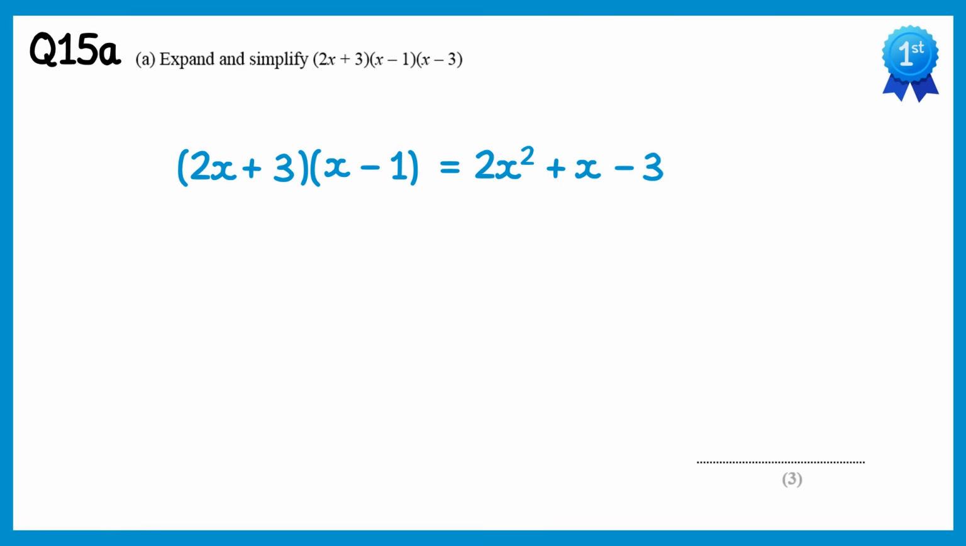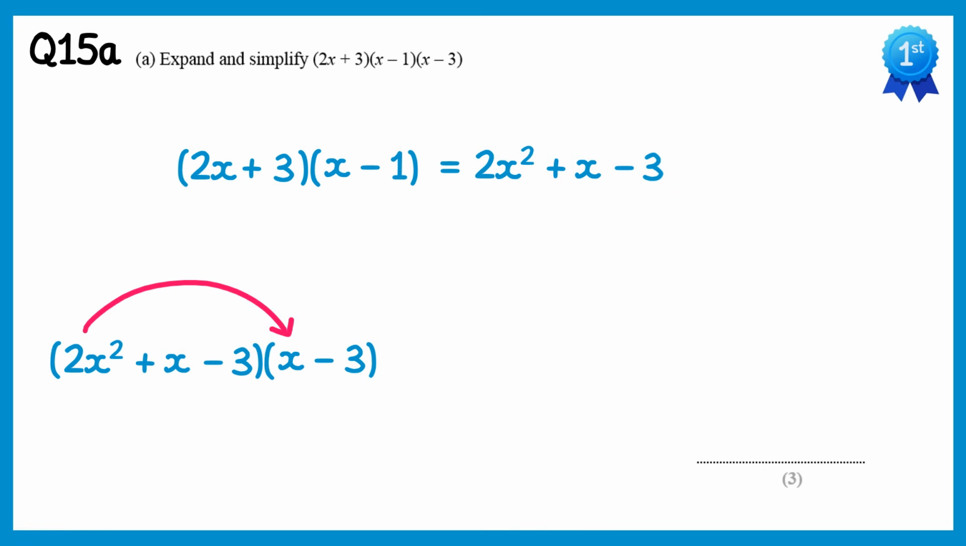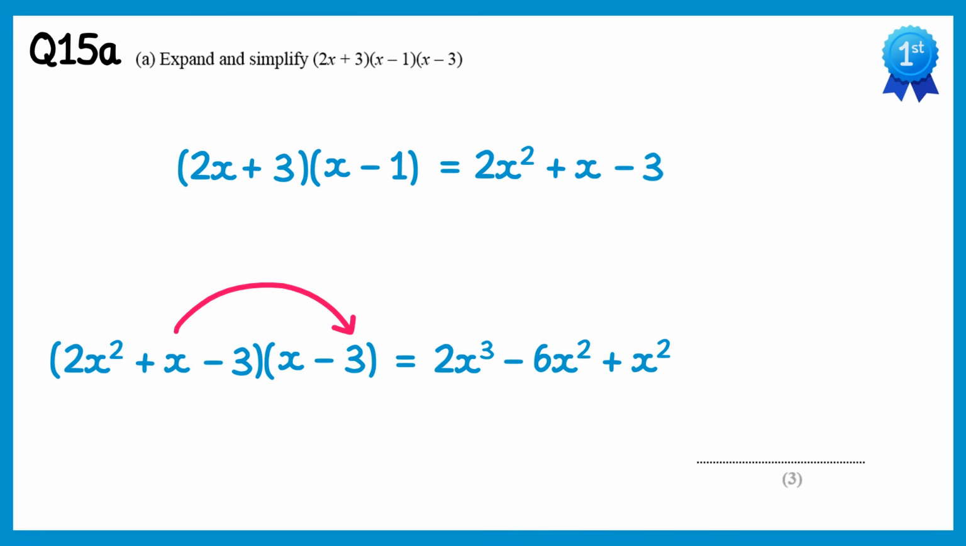Since this is the result of the first two brackets, we can times this by the final bracket. So take your answer from the first part and times it by x minus 3. This will give us 6 multiplications to do. So we'll start by timesing 2x squared by x, which is 2x cubed, and then 2x squared by negative 3, which is negative 6x squared. We then move on to the x term in the first bracket. So x times x is plus x squared, and x times negative 3, negative 3x. And then we move on to the final term in the first bracket, negative 3 times x, negative 3x, and negative 3 times negative 3 is plus 9.